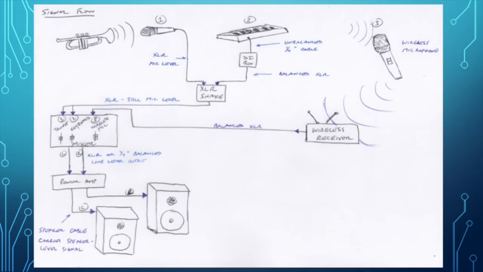And so here's just another sketch I made, and it's not great, but I hope you can read it just fine. Just showing a real basic signal flow. So we've got a few sources here. Here we've got a trumpet who's playing into a microphone. We've got a keyboard, and we've got a wireless microphone here. So those are our three sources. They're labeled 1, 2, and 3.